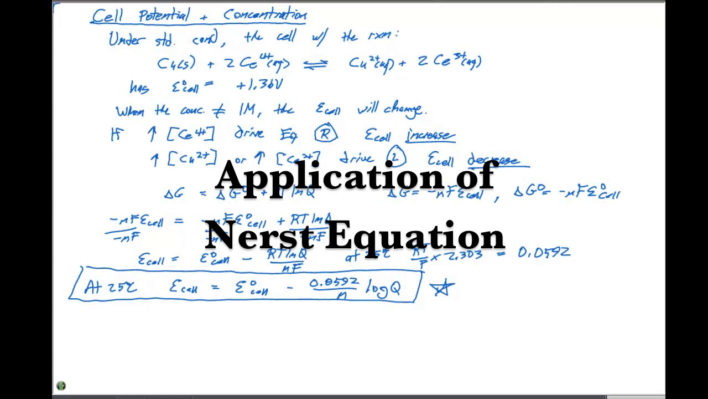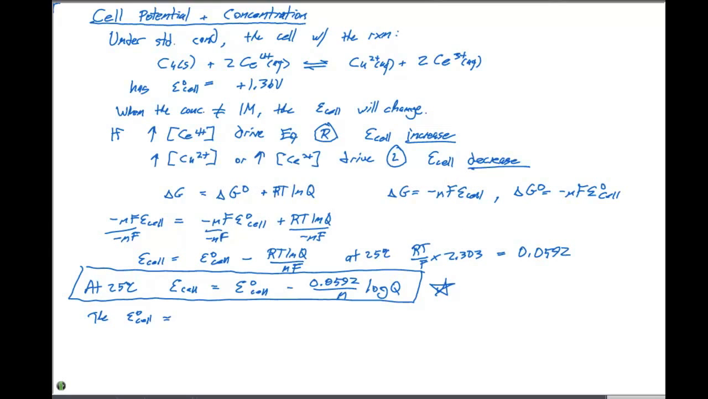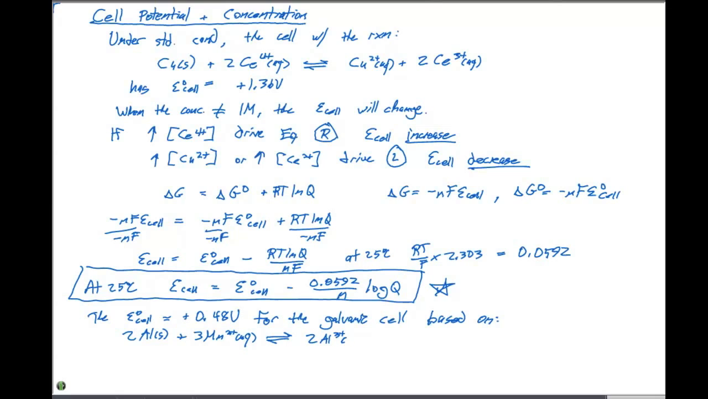So let's do an example here. So we can say that the standard cell potential equals positive 0.48 volts for the galvanic cell, and the equation we're given is 2 aluminum solids plus 3 Mn2+ in aqueous solution in equilibrium with 2 aluminum 3+ in aqueous solution plus 3 Mn solid.